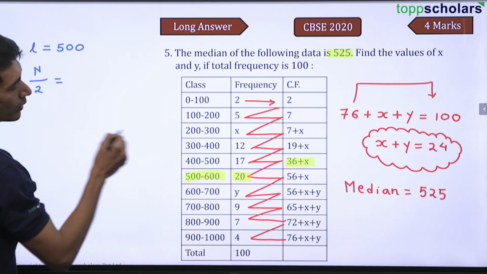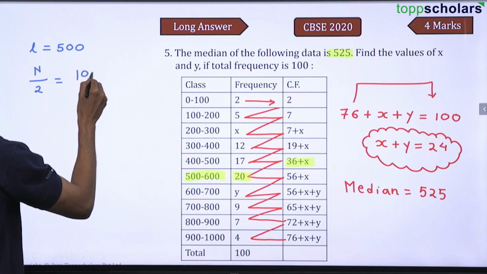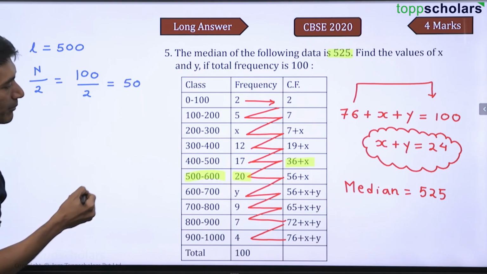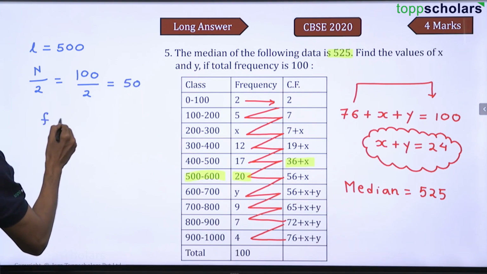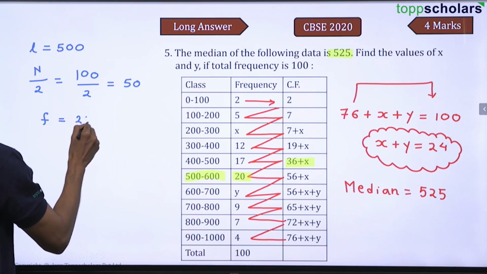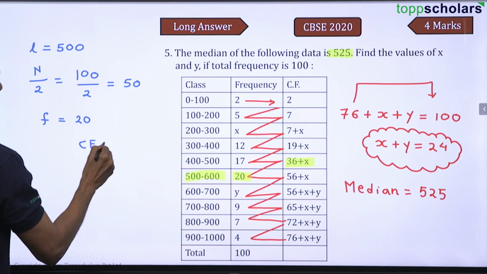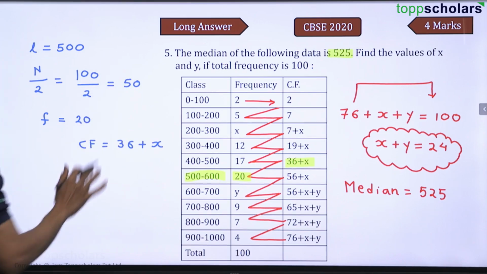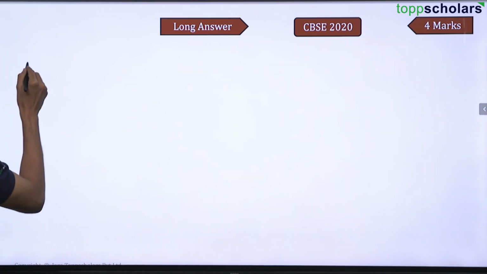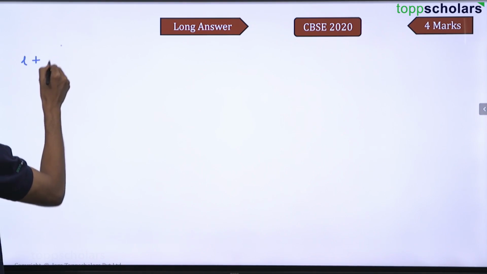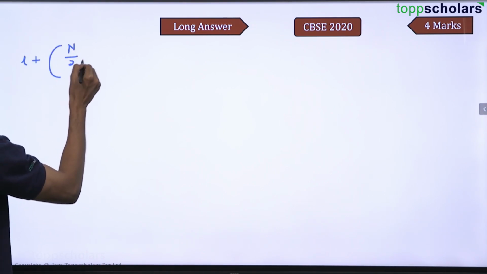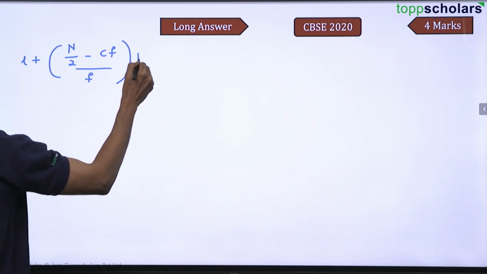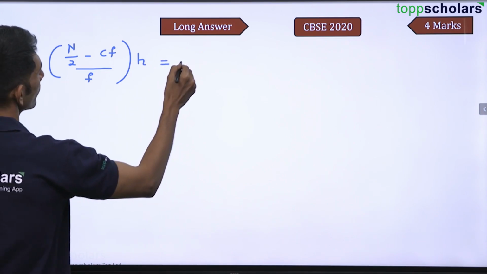n by 2. N by 2 is what? 100 by 2, that is 50, that is your n by 2. F is what? F is the frequency, which is 20. CF is what? CF is the preceding one, 36 plus x. We have all the values. Let us put it in the formula. What is the formula? L plus n by 2 minus CF by f into h is equal to median, right?